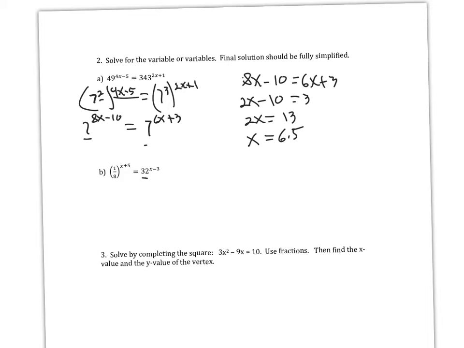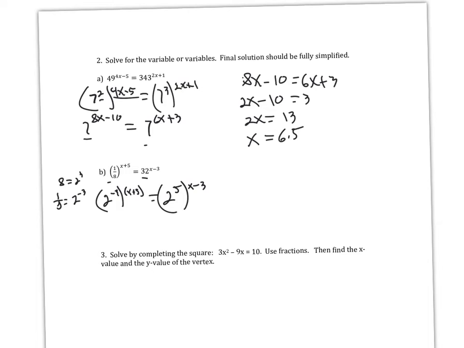All right, this one is a little harder just because the 1/8 is a little harder to recognize as a power of 2, but we know that 8 is equal to 2 to the third, so 1 over 8 is equal to 2 to the negative third. So we get 2 to the negative third to the x plus 5 is equal to 2 to the fifth to the x minus 3.